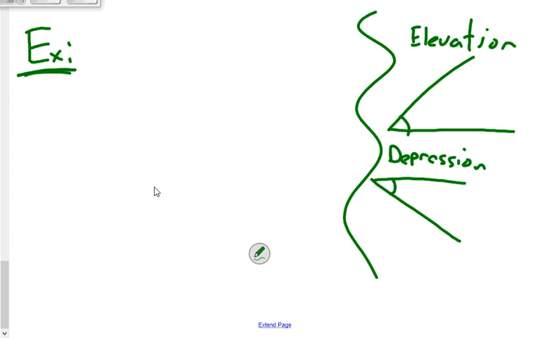Alrighty. Now, let's try this word problem. I'll read it while you guys are drawing this. At a horizontal distance of 200 meters from the base of an observation tower, the angle between the ground and the line of sight to the top of the tower is 8 degrees. How high is the tower to the nearest meter? The diagram is not drawn to scale.